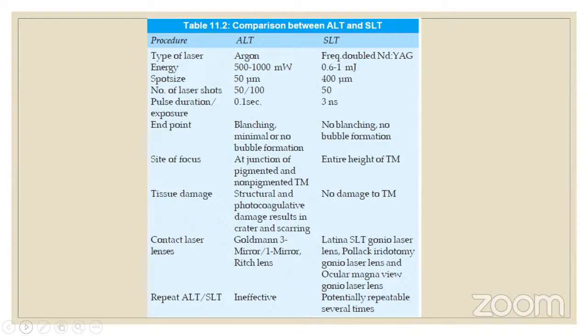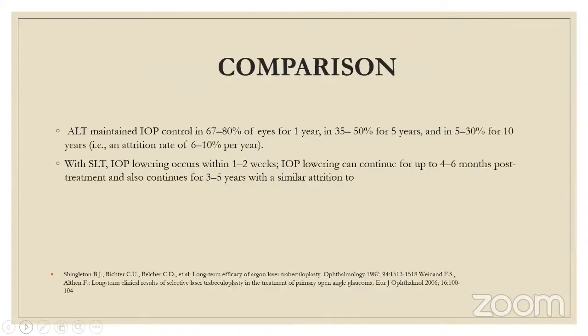Everything else is the same in ALT and SLT. One study, in 2006, compared ALT and SLT. ALT maintained IOP control in 67 to 80% of eyes at 1 year. After that, 35 to 50% at 5 years and 5 to 30% at 10 years. With SLT, IOP lowering occurs within 1 to 2 weeks. IOP lowering can continue for up to 4 to 6 months post treatment and also continue for 3 to 5 years with a similar duration.